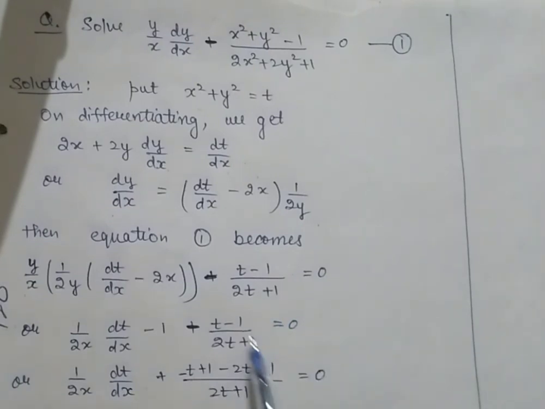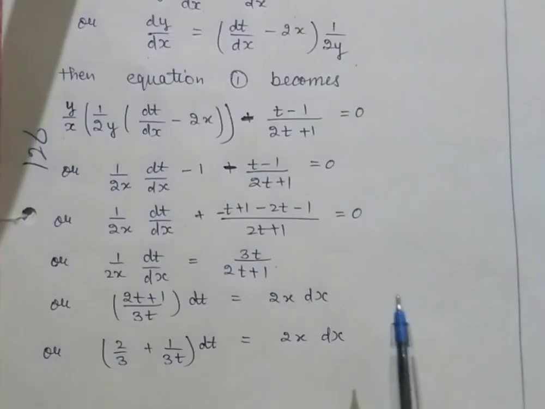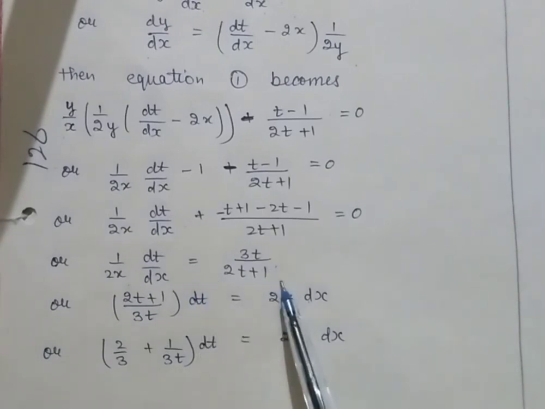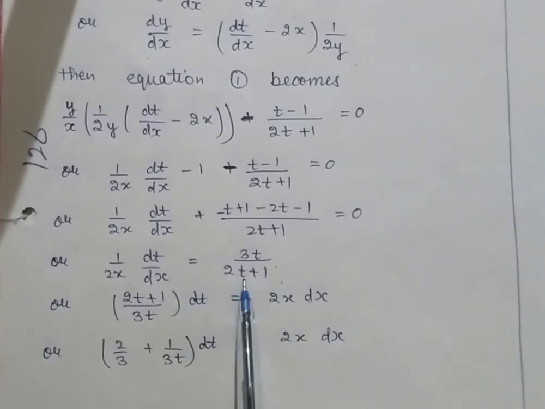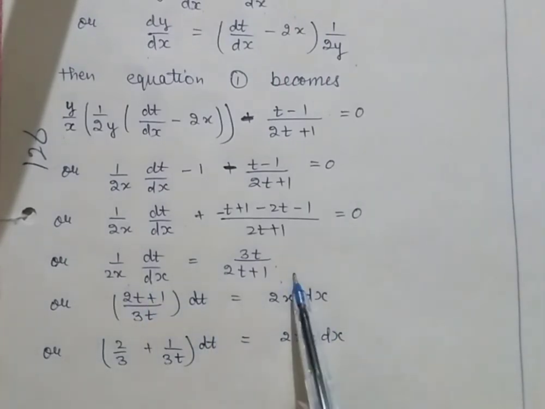Now we take the LCM: minus 1 minus (t minus 1) divided by (2t plus 1) becomes 3t divided by (2t plus 1). We take it on the right hand side, so the equation becomes 1 by 2x dt by dx equal to 3t divided by (2t plus 1). Now we will separate variables. We take t and dt on one side of the equation and x and dx on the other side. So the equation becomes (2t plus 1) divided by 3t dt equal to 2x dx.